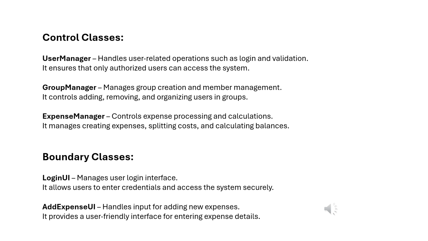Now in this slide, I am explaining the control and boundary classes of the system. First, let's talk about control classes. Control classes are responsible for handling the main logic of the system. They process data and control how different parts of the system interact. The first control class is user manager. This class handles user-related operations such as login and validation. It ensures that only authorized users can access the system, which improves security.